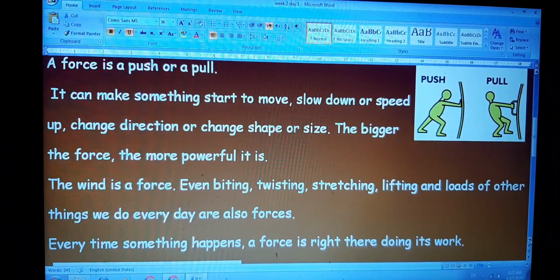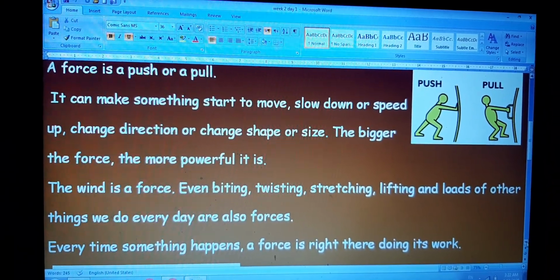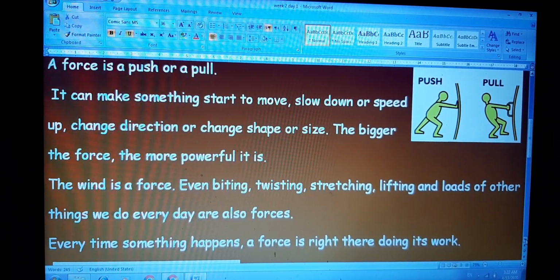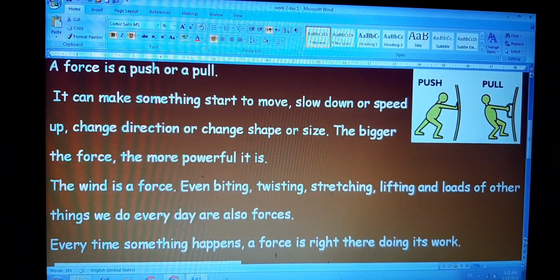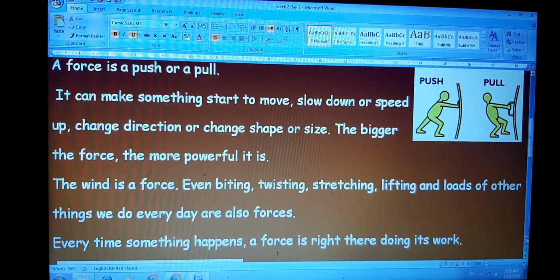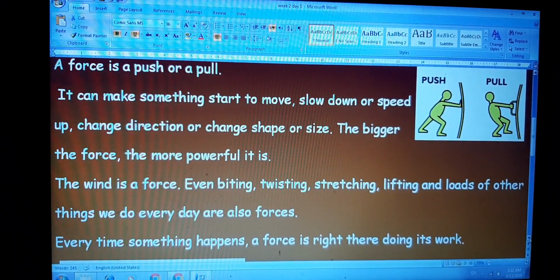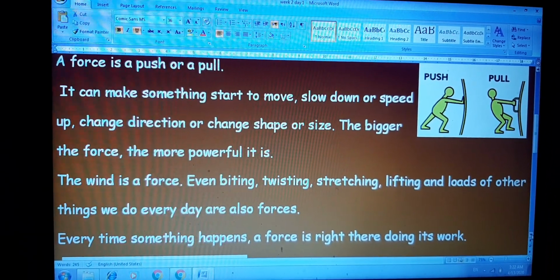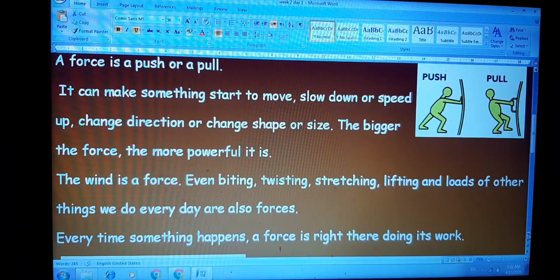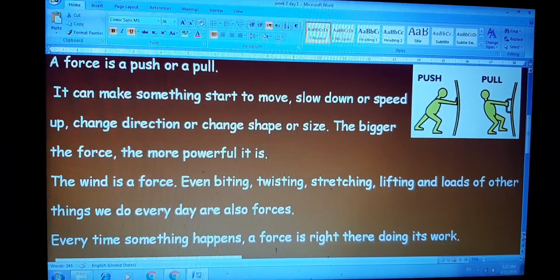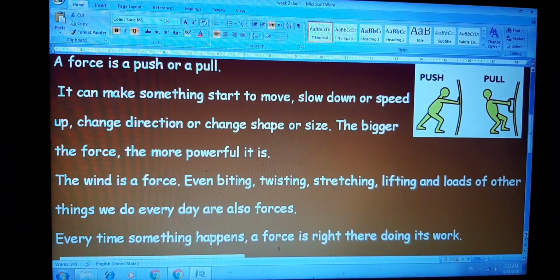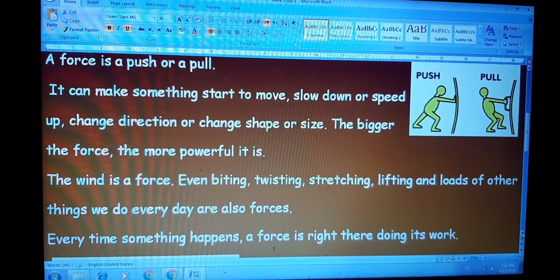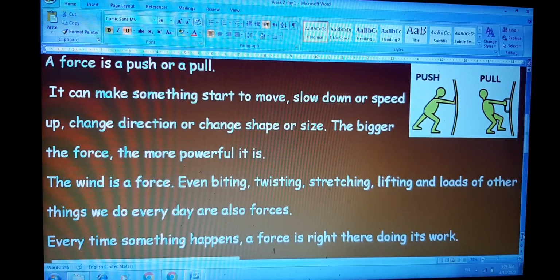As you all know, force is a push or pull. It can make something start to move, slow down, or speed up, change the direction, or even change the shape and size. And we have also learned that the bigger the force, the more powerful it is. Wind is also a force, even biting, twisting, stretching, lifting, and lots of other things that we do every day are also forces. Every time something is happening, force is right there doing its work.